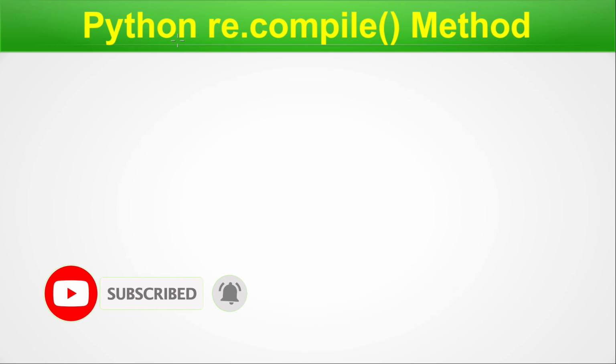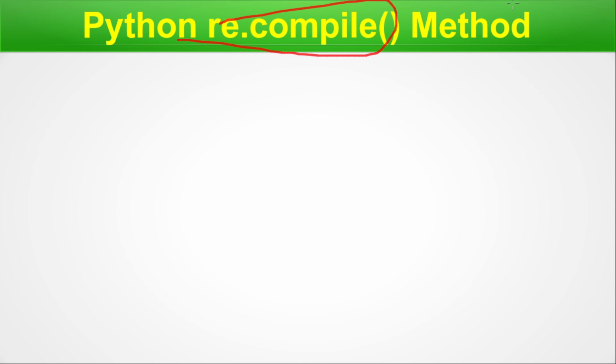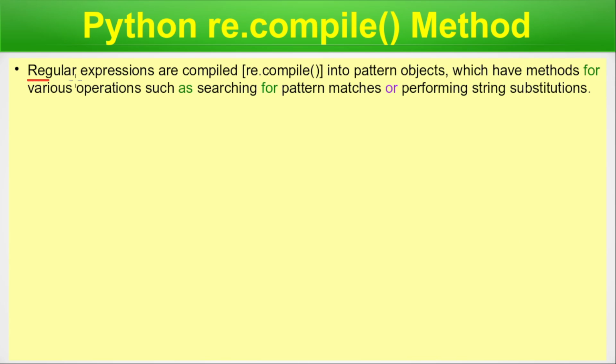Let's talk about the Python re.compile method. Regular expressions are compiled into pattern objects which have methods for various operations such as searching for pattern matches or performing string substitutions. Generally, we do the matching and substitution, and sometimes we extract in groups. So these are the common things that we do in the regular expression world.